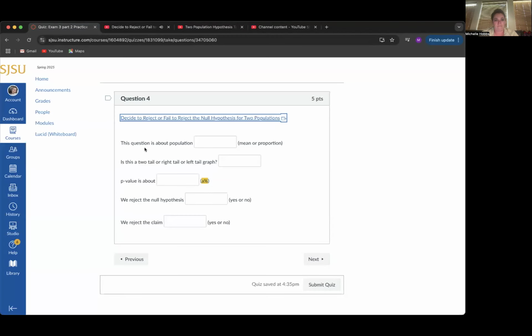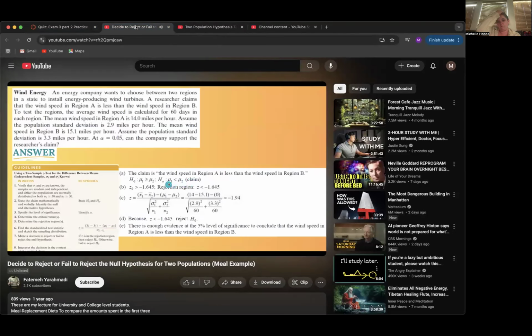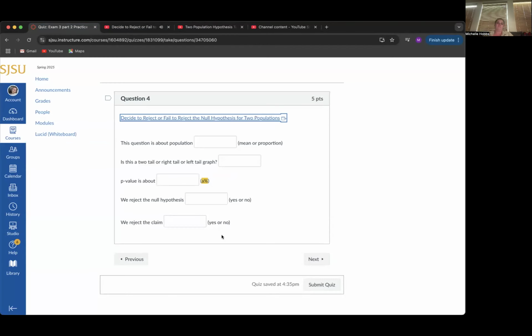So far we ran a hypothesis test for a left tail test. In this question, we have a right tail test. Let's read the question carefully. To compare the amount spent in the first 3 months by clients of two meal replacement diets, a researcher randomly selected 20 clients for each diet.